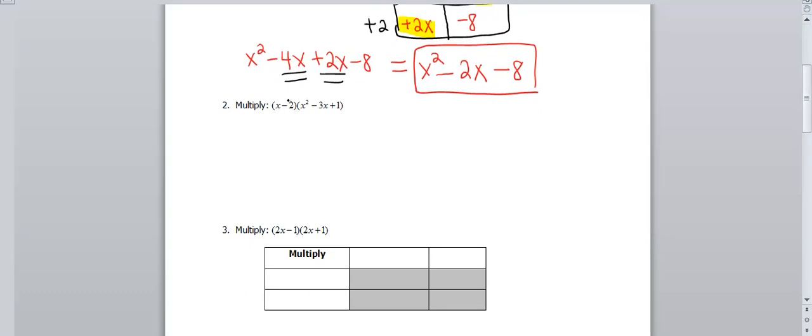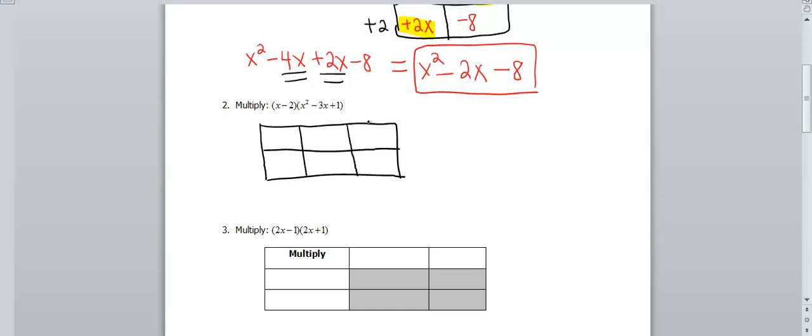So if you were to try to do this out, you'd have to distribute the x to all 3 of these terms and distribute the negative 2 to all 3 of these terms. Oof, you're likely to lose stuff. I know I always do. So again, I'm going to draw out a rectangle. I'm going to make this one a little bit longer since I have 3 terms instead of 2. So because my first set of parentheses is 2 terms, I'm going to divide it in half. And then because this one has 3 terms, I'm going to divide this one into 3 fairly equal pieces.